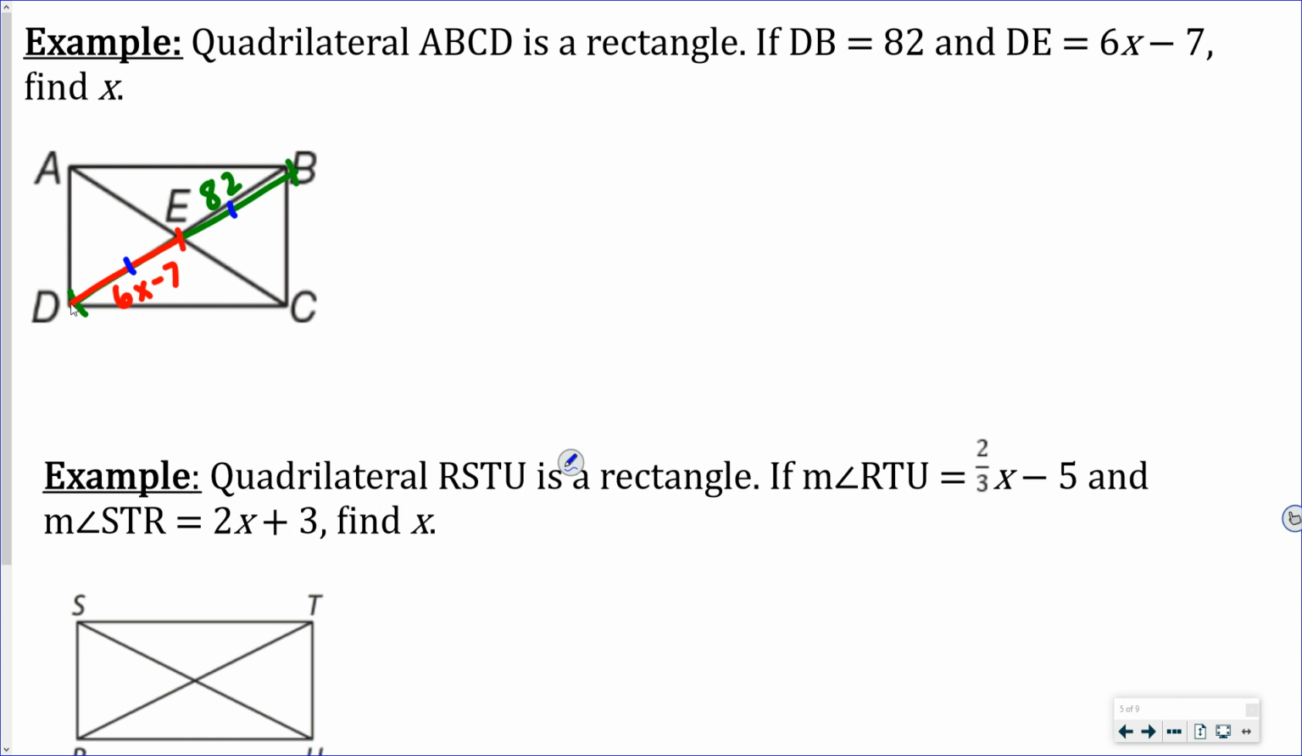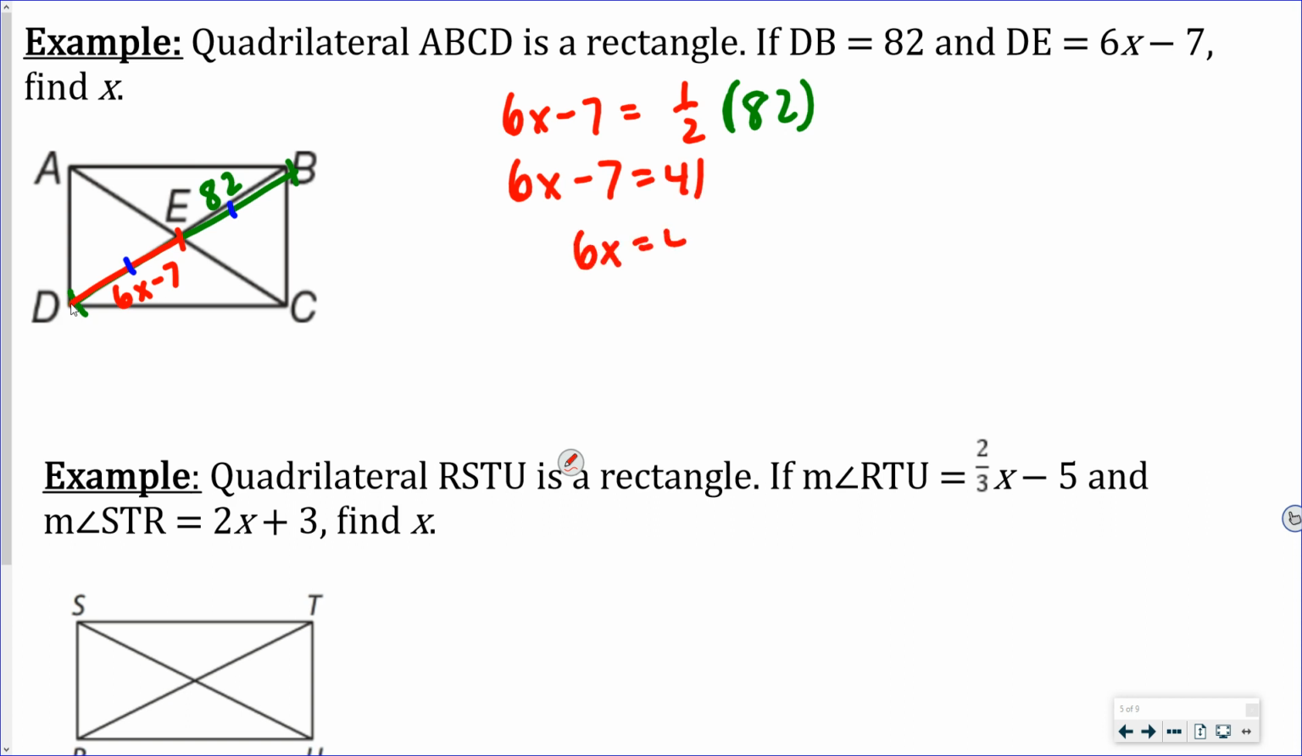So you could do this a couple different ways. If this is 6x minus 7, EB is also going to be 6x minus 7. So you could do 6x minus 7 plus 6x minus 7 equals the total 82. Or you could say, I know 6x minus 7 is going to be exactly half of that whole segment because it intersects at its midpoint where it bisects it. It's going to be half of 82. This is how I solved it, which is 41. Let me get x to be 8.